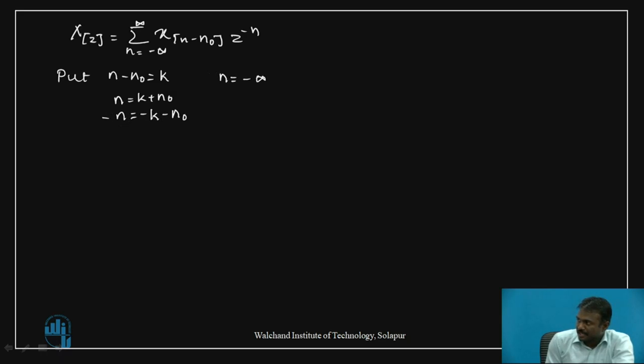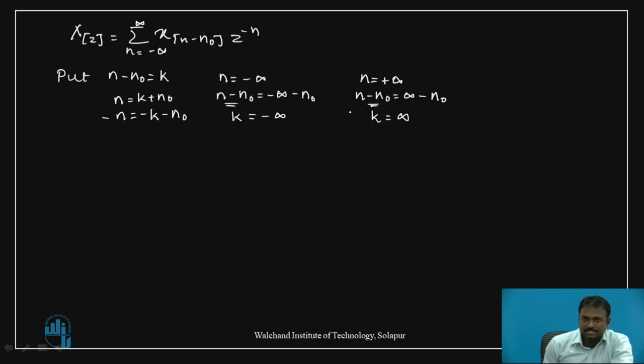If n is equal to minus infinity, then n minus n naught will be equal to minus infinity minus n naught. We replace n minus n naught by k here, so k is equal to minus infinity. Subtracting n naught from minus infinity will not affect it, and it remains the same, that is minus infinity. If n is equal to plus infinity, then n minus n naught is equal to infinity minus n naught. We replace n minus n naught by k here, so k is equal to plus infinity. Subtracting n naught from infinity will not affect the infinite value, so it remains the same, that is infinity. Now, we substitute these values.